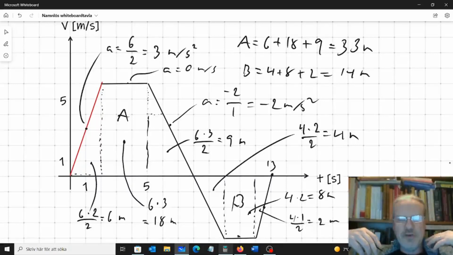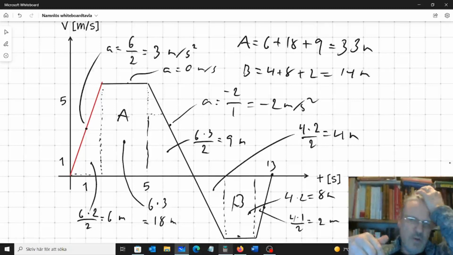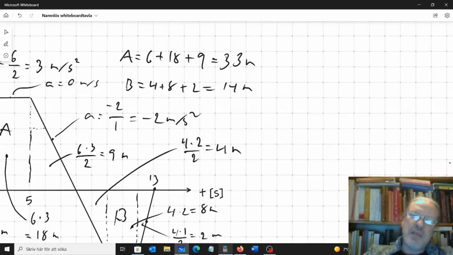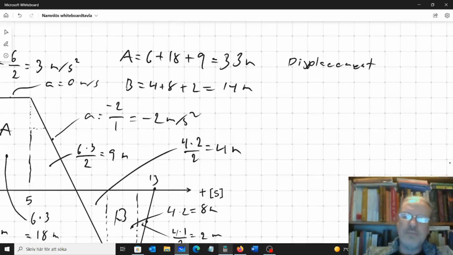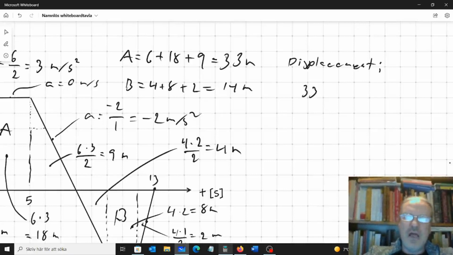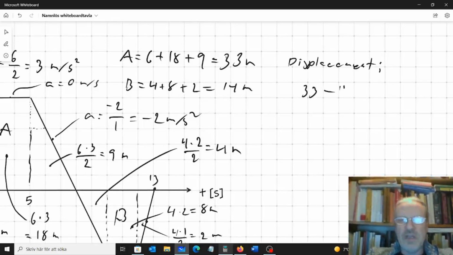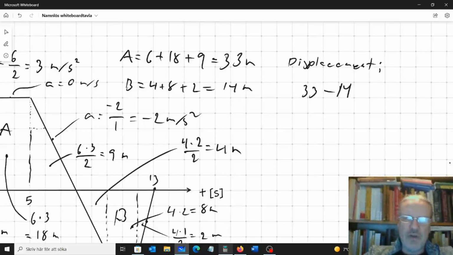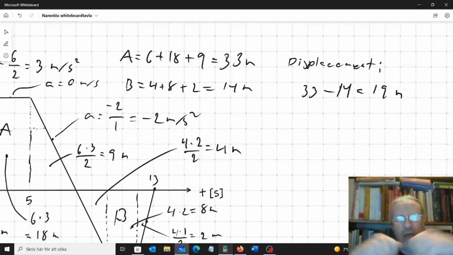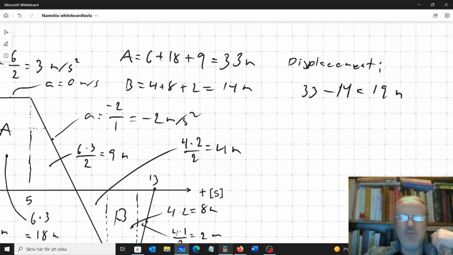And what we should do with these two depends on whether we ask about the displacement or the distance traveled. So say we talk about the displacement. Then we have moved first 33 meters forward, and then we have moved 14 meters backwards, since the velocity was negative in the section B. So that will give us 19 meters all in all. So the object is now 19 meters away from where it started.